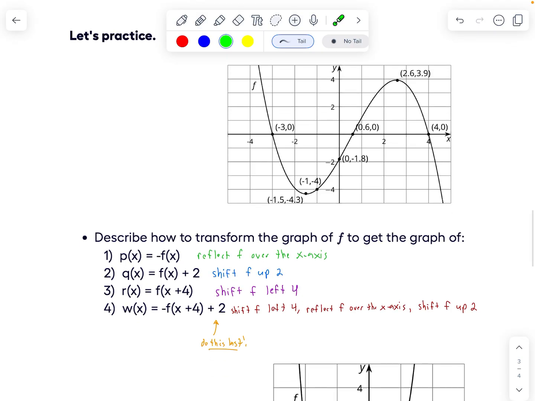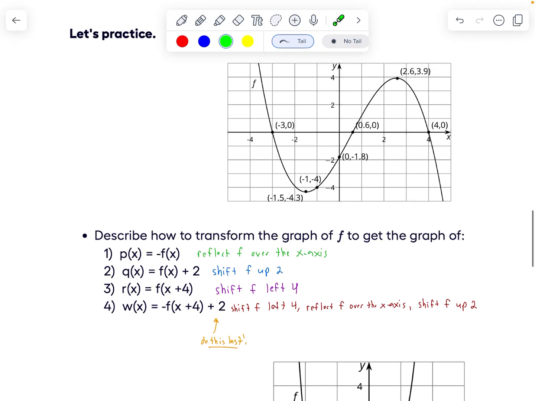And so describe how to transform the graph of f to get the graph of these different things. So if there's a negative in front, that's when it gets reflected over the x-axis. A plus 2 right here, this is from the previous problem set, is the graph of f is shifted up 2. This makes the graph go left 4. And this one just puts it all together. Just make sure you do the plus 2 last, because the order does matter.